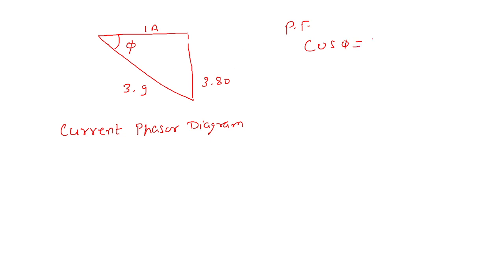And the power factor is nothing but cos phi, which you can calculate as base divided by hypotenuse, that is IR divided by IS, and it is 1 divided by 3.9. You will get the power factor cos phi, and the power factor angle phi is equal to cos inverse of 1 divided by 3.9, which is equal to 75.3 degree.